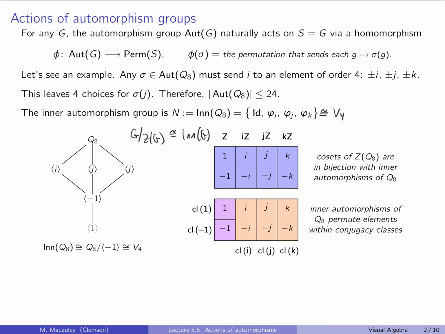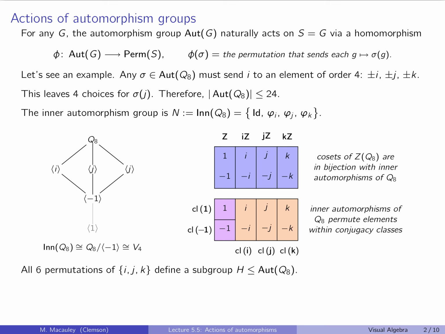Now, there are 4 inner automorphisms, and there are, I claim, up to 24 automorphisms, and actually I'll show you that there are exactly 24 automorphisms. Can you think of an automorphism of Q8 that is not inner? Well, there are 6 permutations of i, j, and k, and each of these defines an automorphism. So these permutations define a subgroup of the automorphism group, which we will call H. Only one of these is inner, that is the identity permutation, because for all others, we are permuting conjugacy classes.